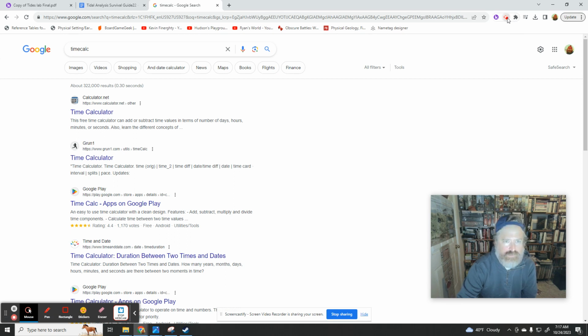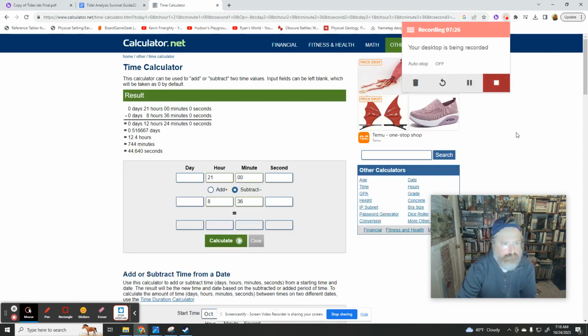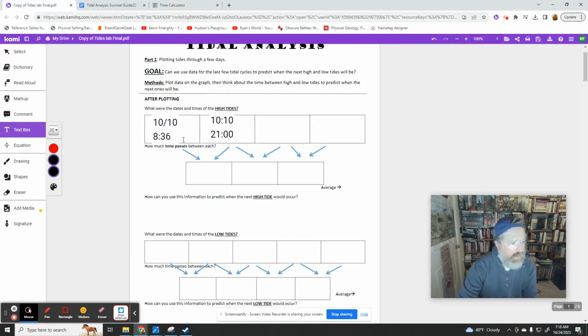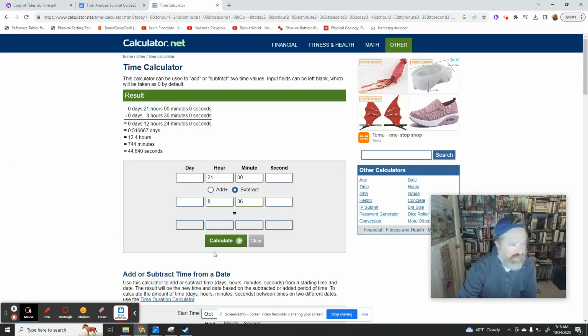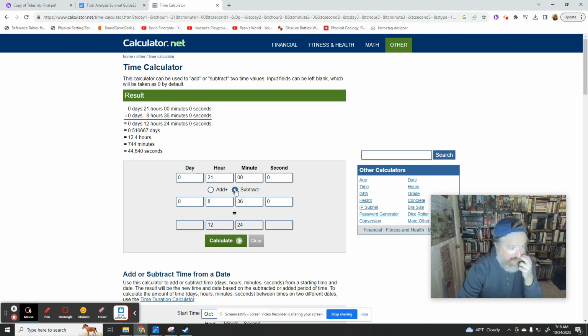All right, let's find it. All right, so this is going to make your life easier. I'll put a link up to this on the sheet. If I have to figure out the difference between these two, that's why I drew these arrows. We want to know how much time passes from here to here. Again, count the boxes if you want, do the other thing if you want, but this time calculator I think is going to make life the easiest. If you put in 21 o'clock here and 8:36 here and calculate, as long as you click subtract, it's going to tell you how much time passed in between those two.